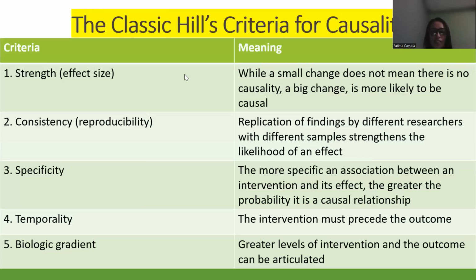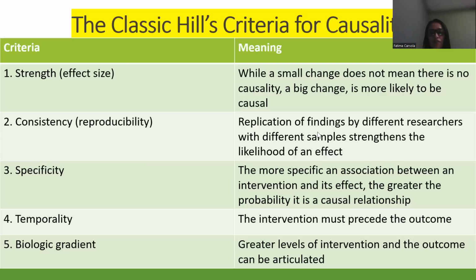Next we have the classic Hill's criteria for causality. Number one, the strength or the effect size. While a small change does not mean there is no causality, a big change is more likely to be causal. That is what we call the strength or the effect size of a research. Don't forget to use it as evidence. Research needs to meet all these criteria, because these are your fundamental conditions and they should be met.